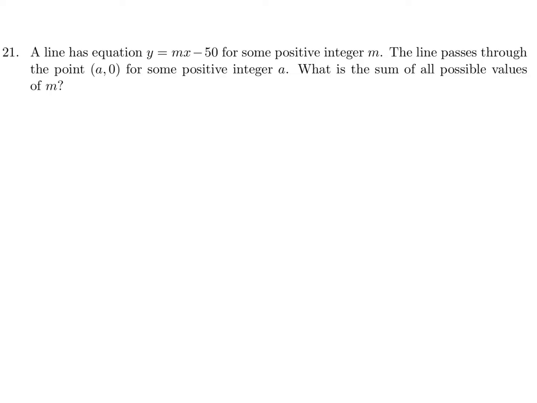A line has equation y is equal to mx minus 50 for some positive integer m. The line passes through the point (a, 0) for some positive integer a. What is the sum of all possible values of m?